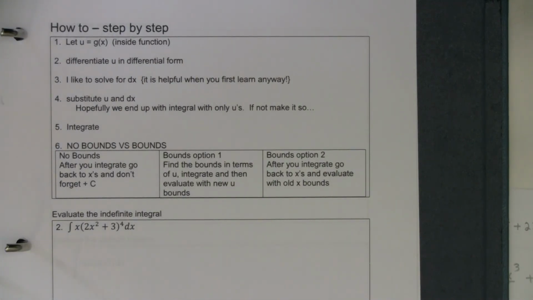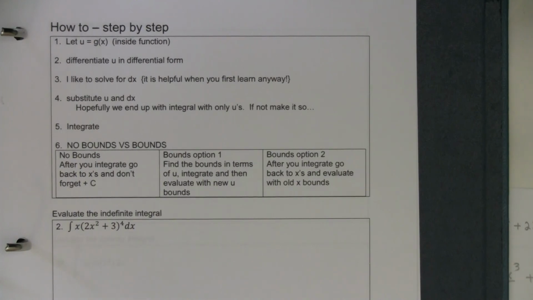And so here's the step-by-step procedure. The first step is to let u equal g of x, which is your inside function. And then what you want to do is find the derivative in differential form. And so we're going to practice that again.